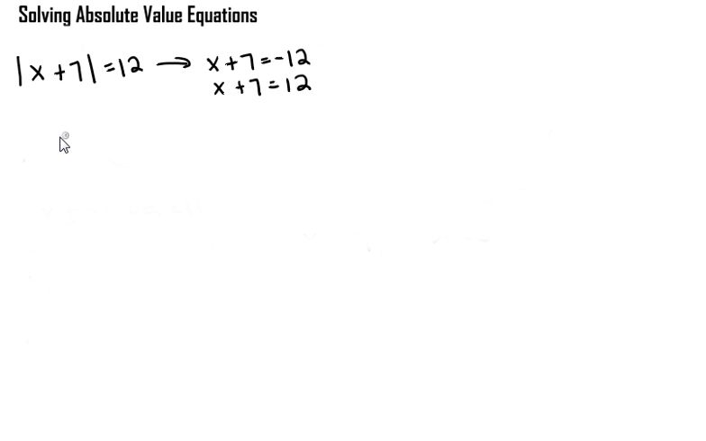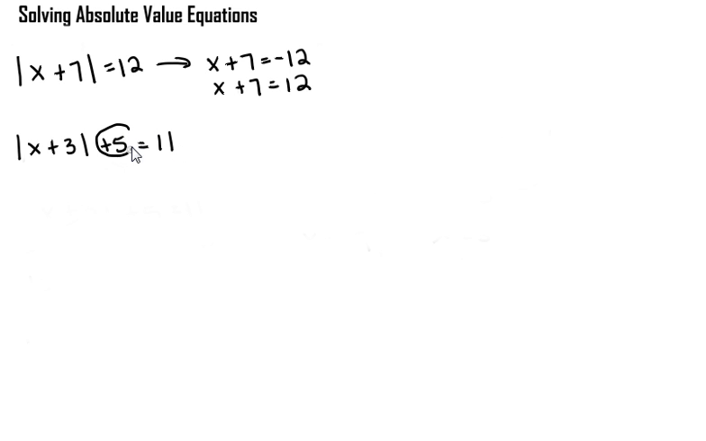In the first video of solving absolute value equations, we solved the equation the absolute value of x plus 7 equals 12 by dropping the absolute value symbols and creating two equations. X plus 7 equals negative 12 and x plus 7 equals positive 12. But what if we're given the equation the absolute value of x plus 3 plus 5 equals 11? We simply can't make this into two equations.